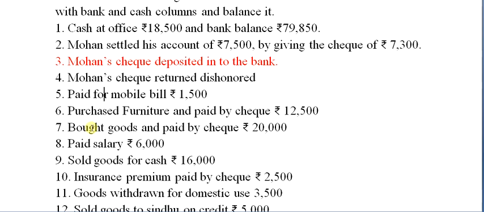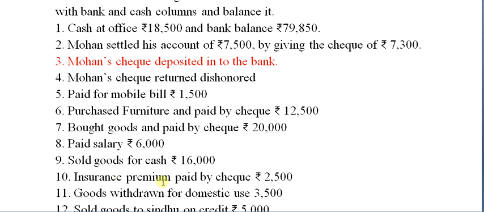How much is the balance? 12,500. Seventh point, bought goods and paid by check rupees 20,000. When we are purchasing goods and it has been paid by check, our bank balance reduces through purchases. How much does it reduce? 20,000. 8th point, paid salary rupees 6,000. When we are paying the salary, our cash balance reduces, so it should be taken under the credit side. 9th point, sold goods for cash rupees 16,000. When we sell the goods for cash, our cash balance increases, so that should be taken under the debit side.